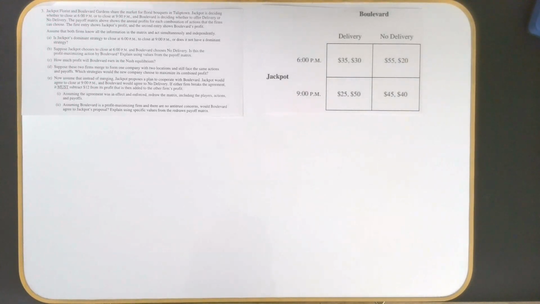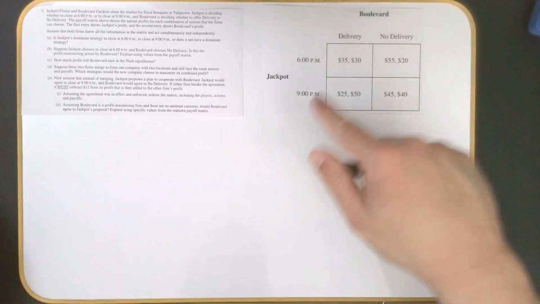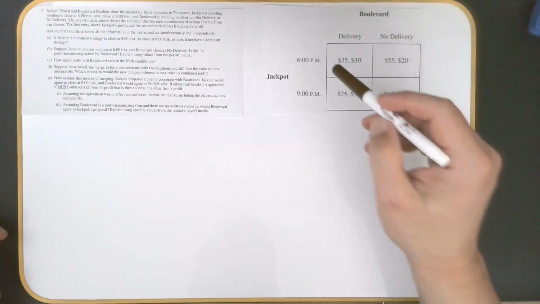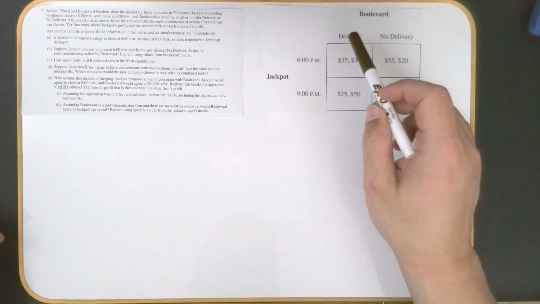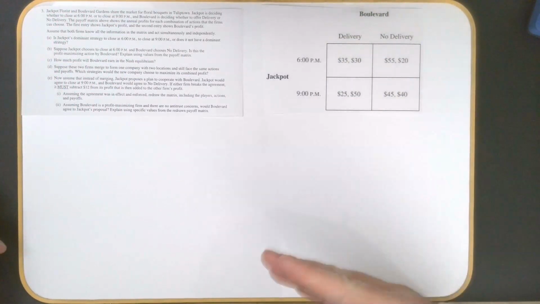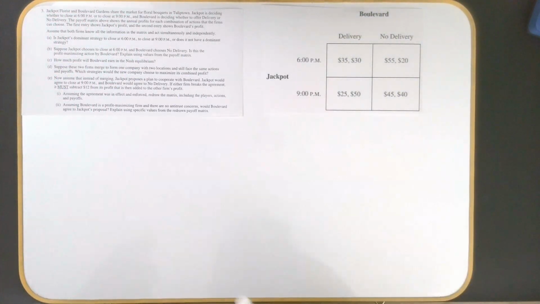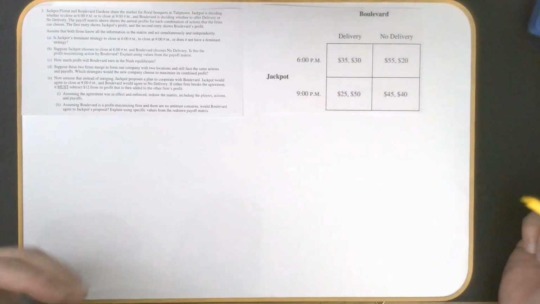The first entry shows Jackpot's profits. The second entry shows Boulevard's profits. Okay, so the thing that threw some students on this one was that these weren't the same things. They thought, well, this should be delivery and no delivery, and this should be 6 and 9 o'clock. They actually had different actions, but that was okay because they were still working together, and that was a little thing that threw them. So don't let that bother you. The payoff matrix is going to work the same way, even if the options aren't identical.